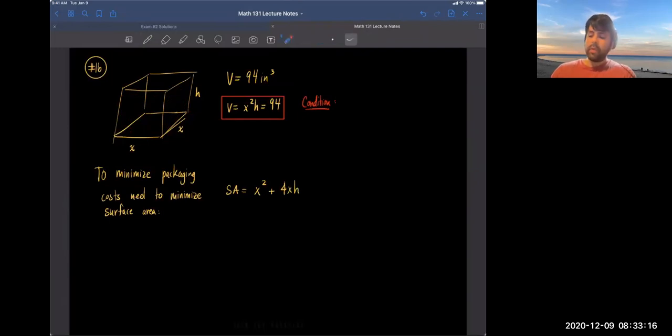Now the top is open. There's nothing here. So we only have 5 sides to worry about. And this is the area that I want to minimize.